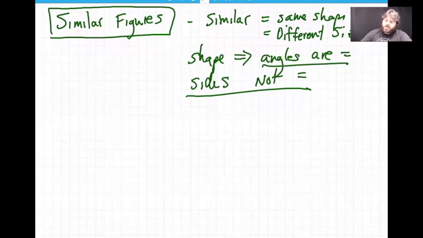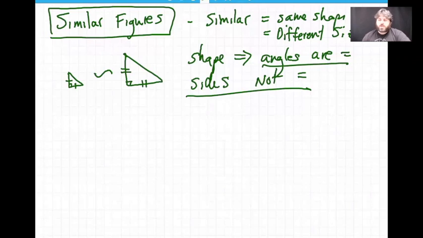Okay, now here's an example of two similar figures, right? That's a 45, 45, 90. So these two are the same. Those two base angles are equal, and that 90-degree angle is equal. So we say they're similar. A lot of the times we use a little curvy line like that to show similar. So we're saying that little triangle is similar to the bigger triangle.